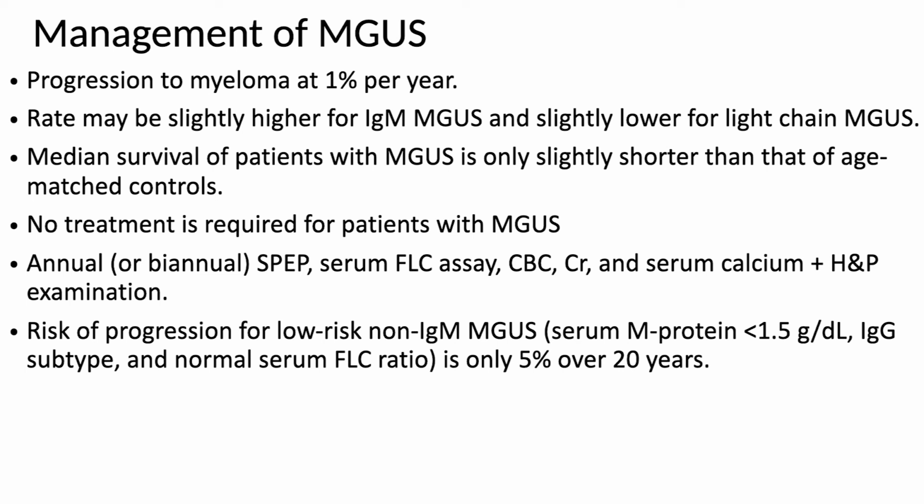The risk of progression for low risk non-IgM MGUS, which is M protein of less than 1.5, IgG subtype, and normal light chain ratio, is only 5% over 20 years. So you can screen and monitor them at longer intervals.